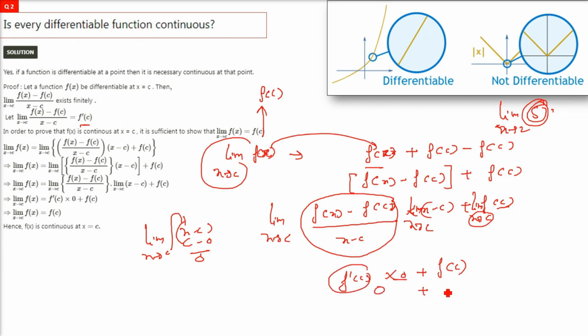So you get f(c). And what did I tell you in the beginning? That if limit x tends to c of f(x), we can prove it to be f(c), then it is sufficient for us. So we have proved it. f(x) is continuous at x equal to c. You just have to do or prove this, and that will be sufficient.